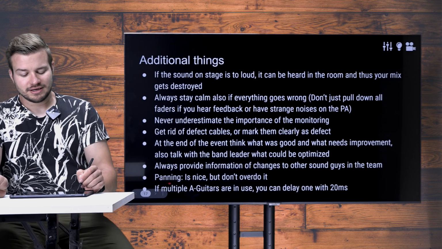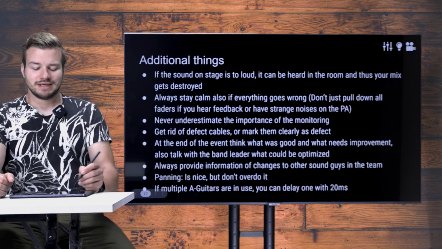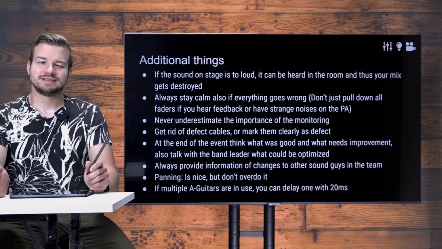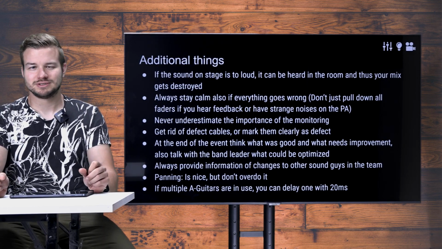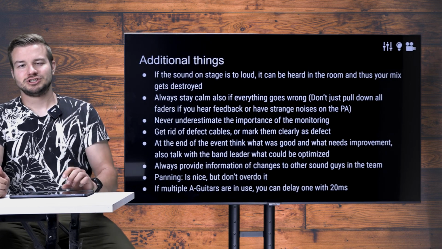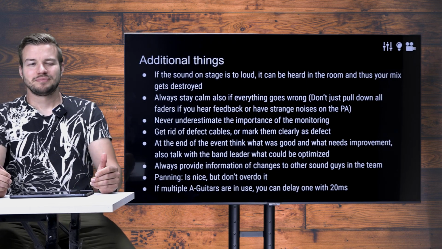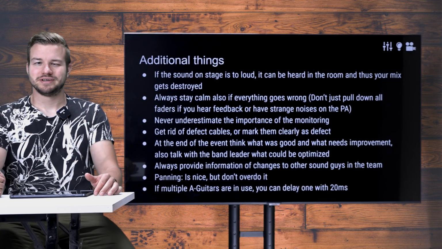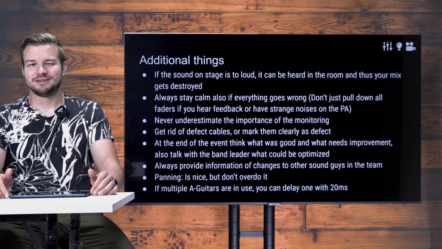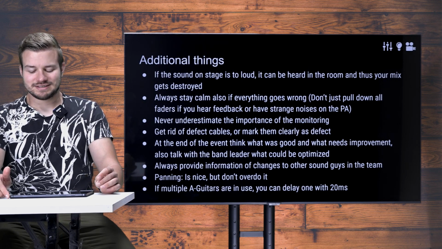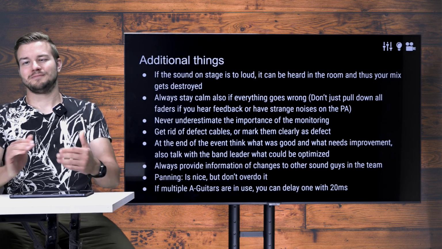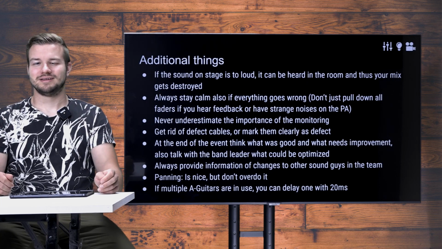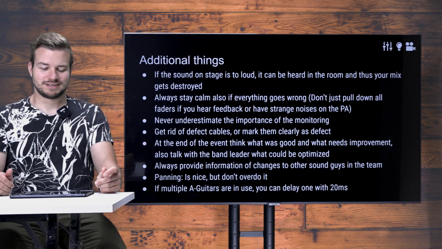If you have multiple acoustic guitars, what you can do is delay one by 20 milliseconds. It's a pretty cool trick I sometimes use, because I had the issue that if both guitars are playing, the sound waves overlap too much and you cannot really differentiate between the two guitars. So what I then normally do is put a 20 millisecond delay on one of the guitars, so the sound waves separate a bit and we can hear both in the mix.